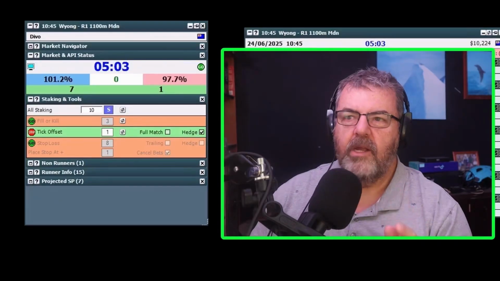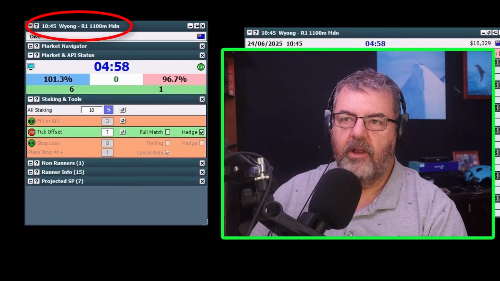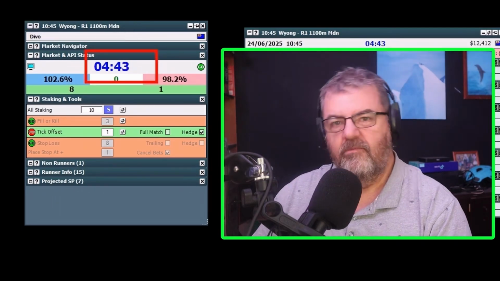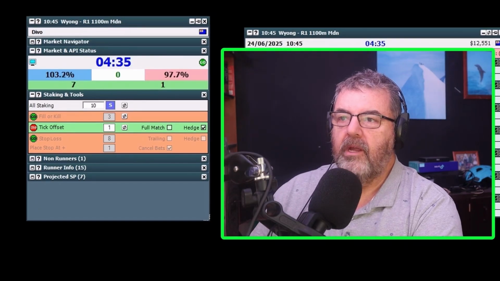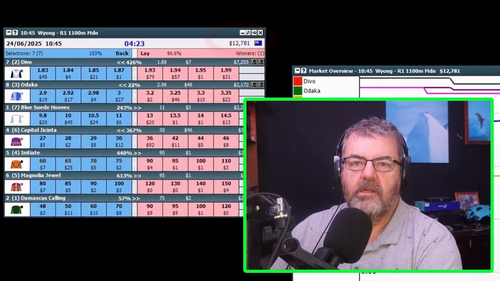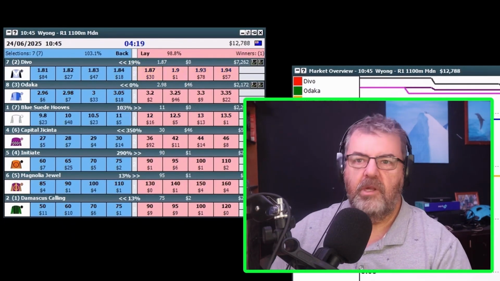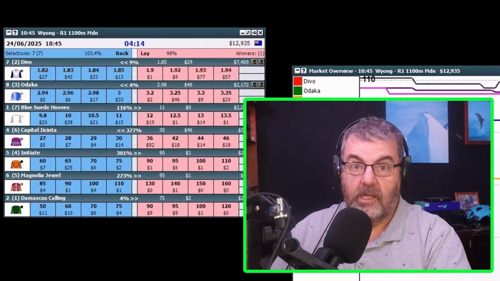So I'm looking at a race here, which is in Wyong. It's a 1100 metre maiden race, and it starts in about 4.5 minutes, 4.75 minutes or so. Now, at the moment, there has been about $12,500 traded on this race, meaning backers have come in and they've backed the horses. Obviously, the bookies, or in this case, the Betfair market, have been selling the horse.